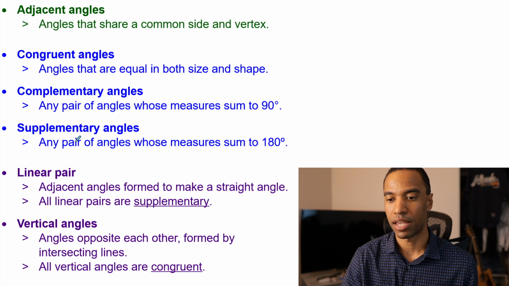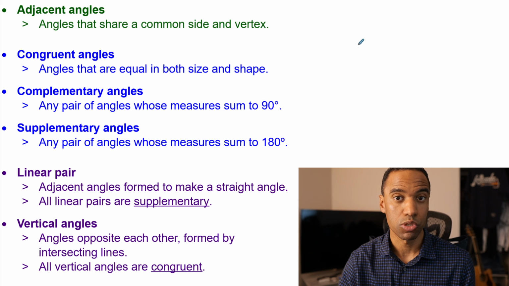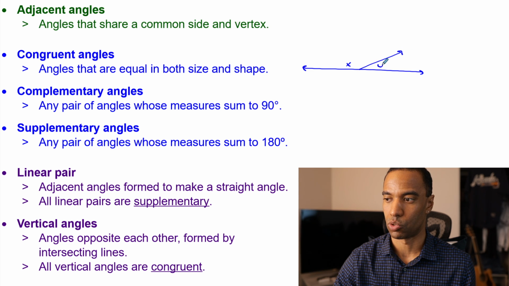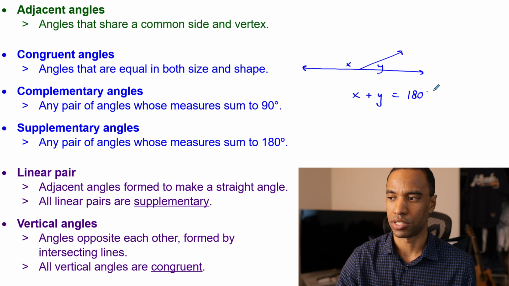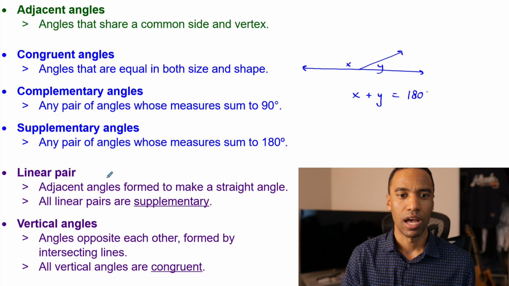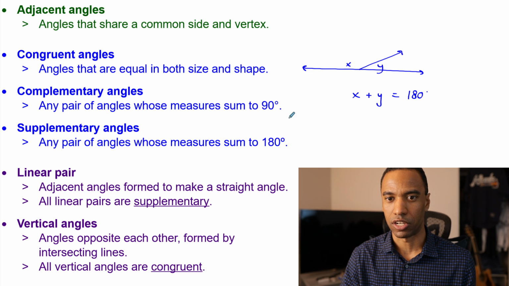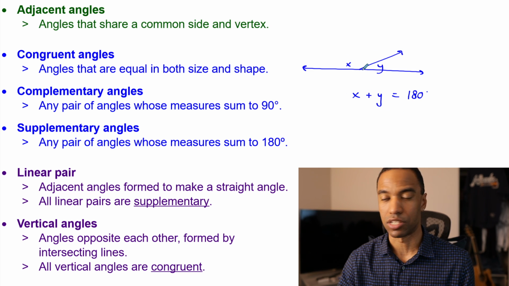Now, this isn't necessarily important for complementary, but today, supplementary will be important. Supplementary angles are any pair of angles whose measures sum to 180 degrees. If I have a straight angle that's broken up into some x and y, that is an example where x plus y equals 180 degrees. This is actually an example, guys, of a linear pair. I'll redraw this when we see linear pair again, but these are adjacent and supplementary. So here are supplementary angles.